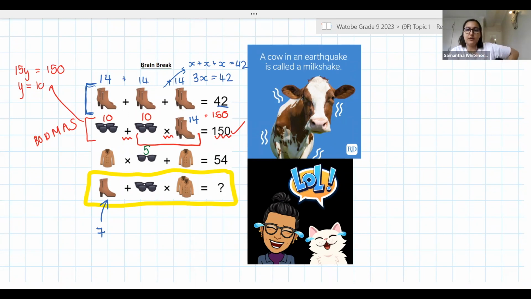Malemo, very close with 10. Remember, guys, we need to remember BODMAS. So the times has to happen first before the addition.